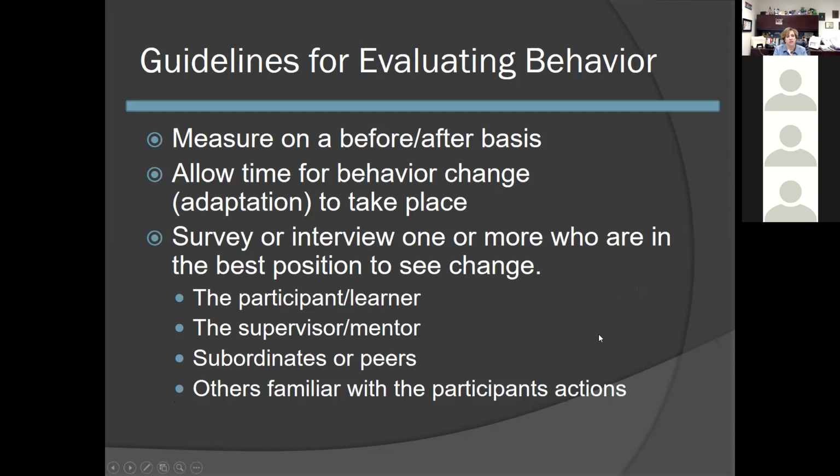So some guidelines: measuring it on a before and after basis, allowing time for that behavior change. It's probably not going to happen in a week. I think it says it takes 7 days or 7 times for someone to change a habit or whatever. So it's kind of the same thing, but it may take a few months.